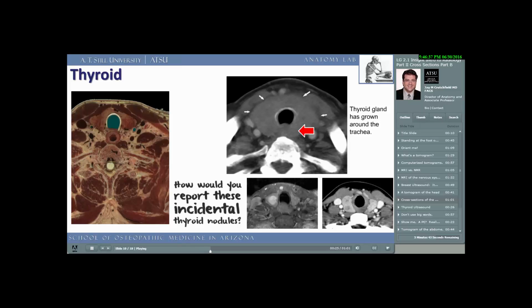On the left, we see an image from VH Dissector Pro showing the trachea, a normal trachea, and a normal thyroid, and below we see a wide open esophagus. It's labeled by the large black circle. The images in the lower right show large thyroid nodules found incidentally on scan. How would you report these incidental thyroid nodules if you were a medical student or a radiology resident? Again, cross-sectional images. This is the way you're going to see anatomy the rest of your career. You might as well get used to it and try to learn how to read these images.